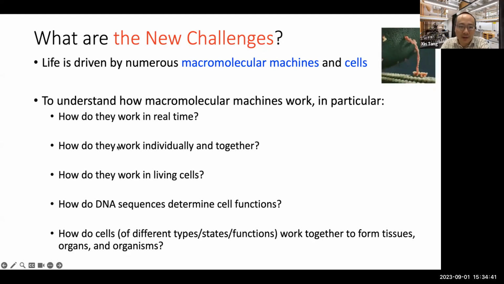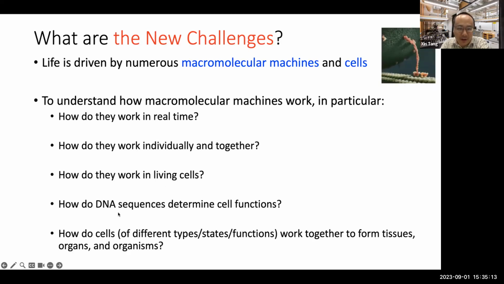Okay, and also how do these molecules work either individually or together? There are still many mysteries there. That's not known. How they work inside the living cell. This actually is three questions, each from a different aspect, but altogether they are talking about how the different molecules communicate with each other and coordinate together to perform the biological function. So these are not known yet.